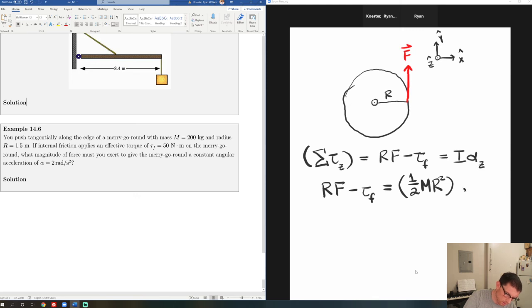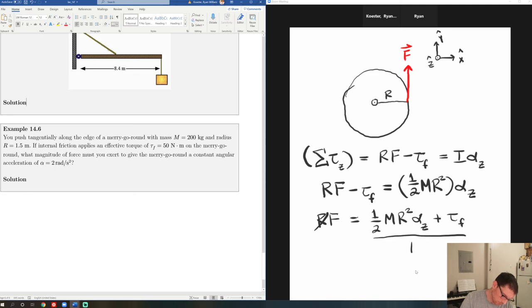And then the angular acceleration is what we want to solve for here. I was going to say it comes down to just dividing both sides by the moment of inertia, but we actually want to solve for the force that you must apply. So let's do that. We're going to rewrite this as Rf equals 1/2 big M big R squared alpha, and then we just add the frictional torque to both sides, like that. And then all we have to do is divide both sides by R. And there you go. That's the force that you have to apply.